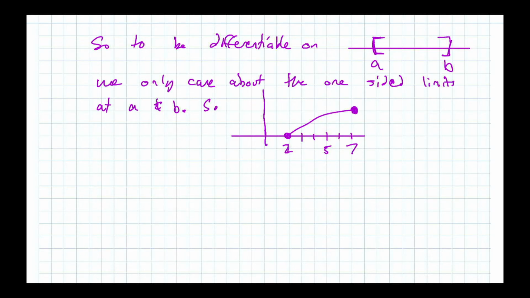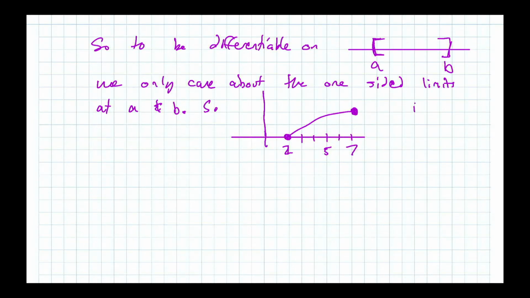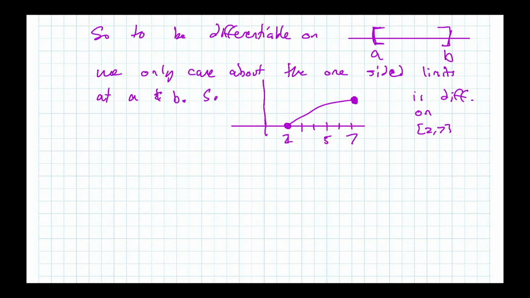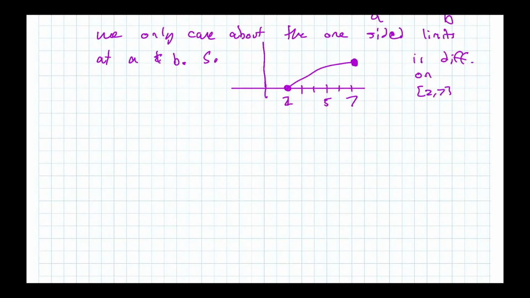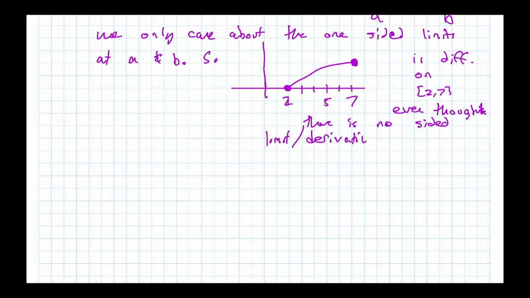But we still say it's differentiable. So this, for example, is differentiable on 2 to 7, even though there's not a two-sided limit at 2 or 7. So no two-sided limit slash derivative at 2 or 7, right? So that's why they do it.